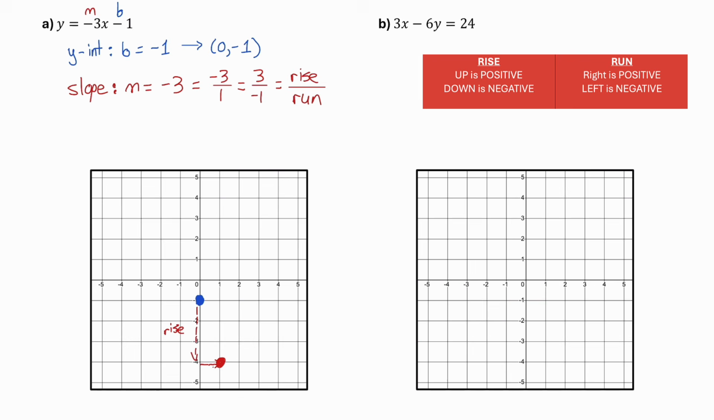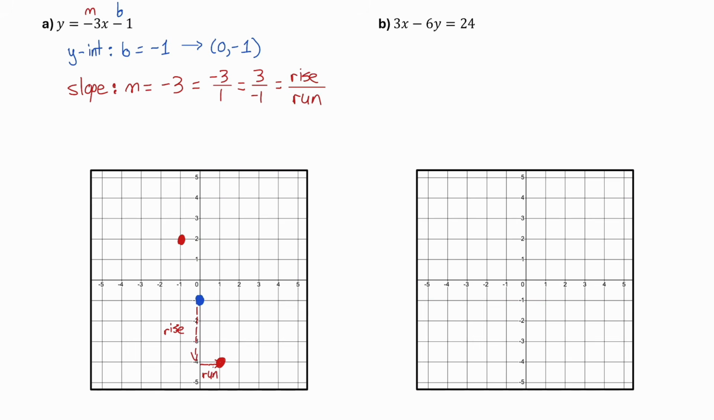Notice this point is to the right of the y-intercept. If I wanted a point that's on the same line, but to the left of the y-intercept, I would use this version of the slope, 3 divided by -1. The rise is +3. A positive rise means go up 3. And then if the run is -1, that means go left 1. That would bring me to this point right here. So either going down 3, right 1, or the opposite, up 3, left 1, will get you a point that falls on the same line.